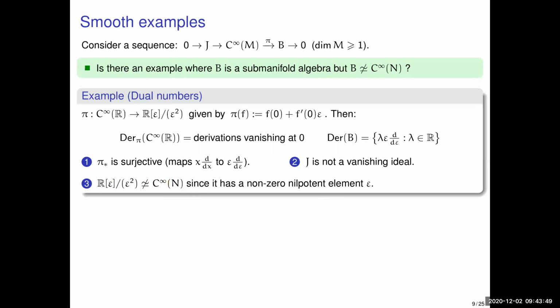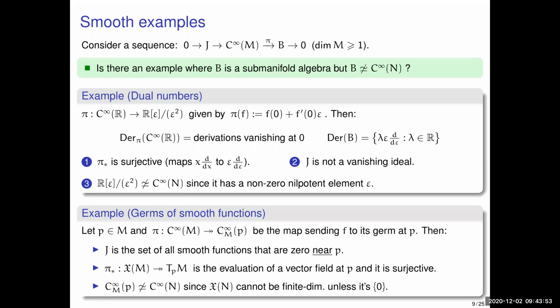Another example of a submanifold algebra, which is not just a submanifold or any manifold, is given by germs of smooth functions. Also here, everything is quite trivial, everything is well known. So take a point P in your manifold M, take the map sending a function into its germ at P. Well, this is of course surjective. So the one on the right is a quotient algebra of the one on the left.